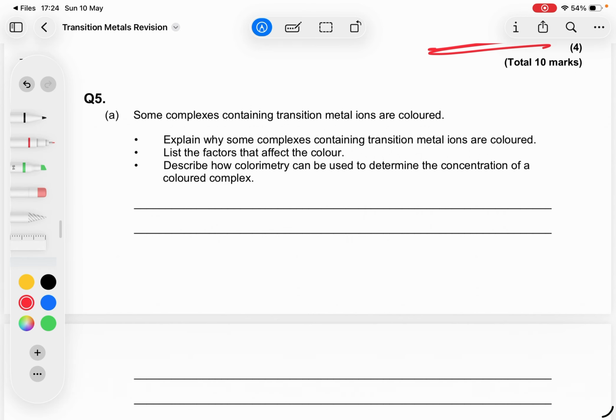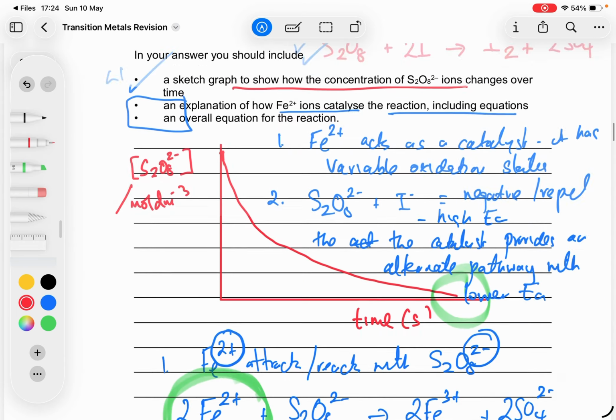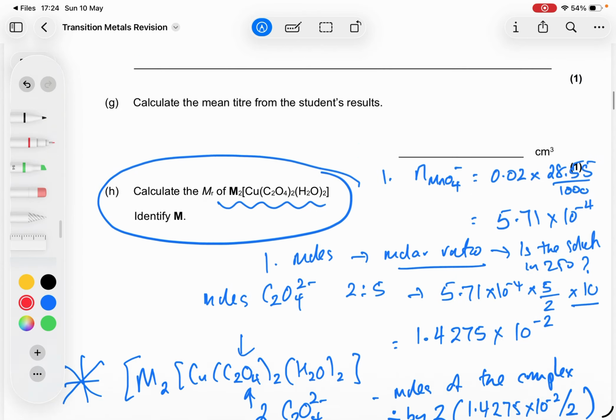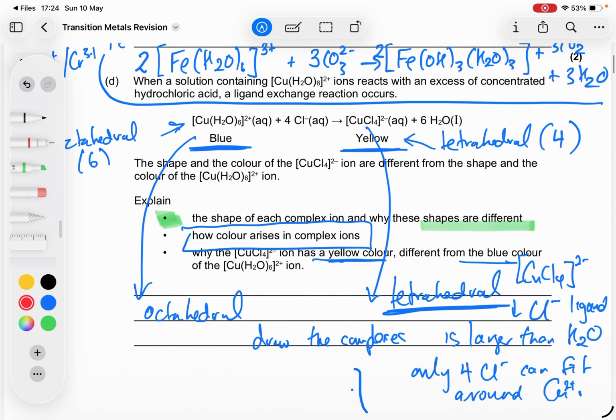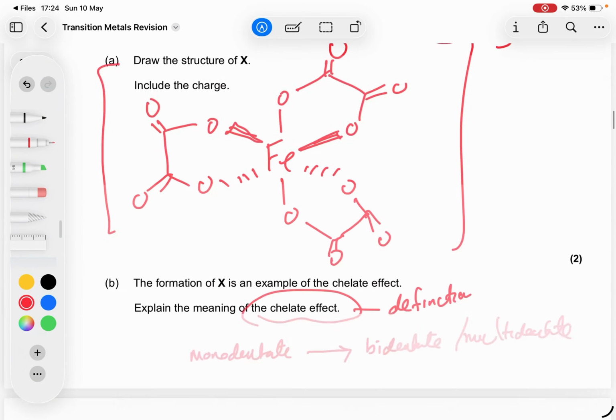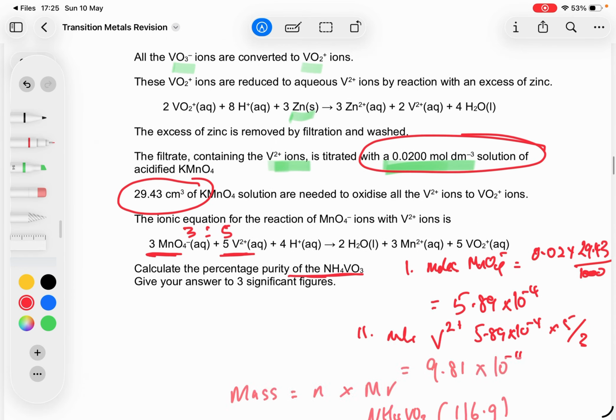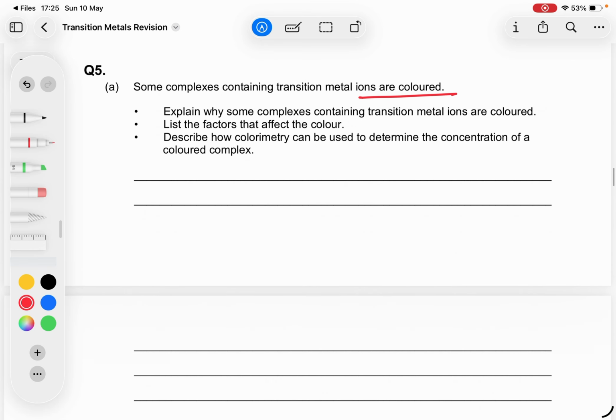Some complexes containing transition metals are colored. So now if you go back to this question, right at the top we did a 6 marker here. We talked about shape, color, and why some are colored. Look at the repetition of the question. The question is repeating, and this is repeating over a period of 4 to 5 years. Why are they colored? Okay, so we need about 3 points here.